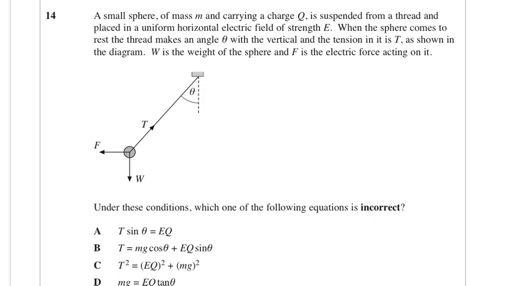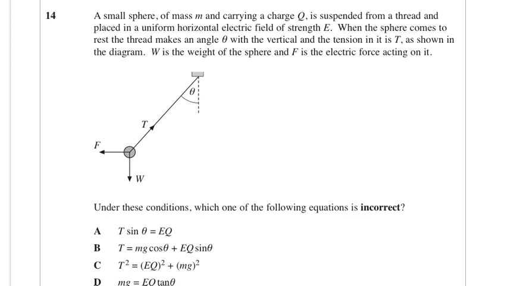A small sphere of mass m and carrying a charge q is suspended from a thread and placed in a uniform horizontal electric field strength E. When the sphere comes to rest, the thread makes an angle theta with the vertical and the tension is T, as shown in the diagram. W is the weight of the sphere and F is the electric force acting on it. Under these conditions, which one of the following equations is incorrect?